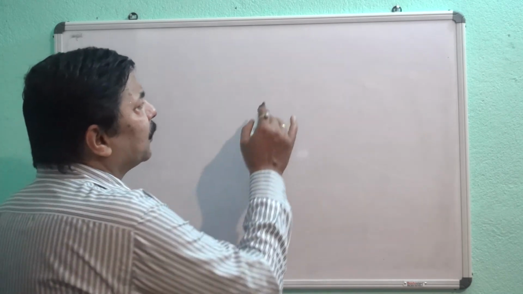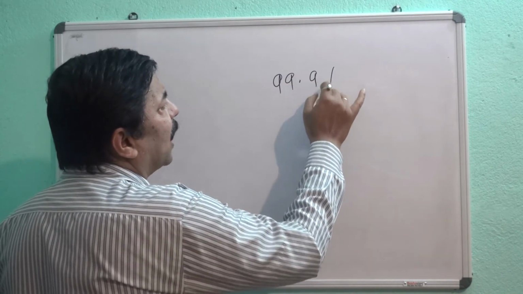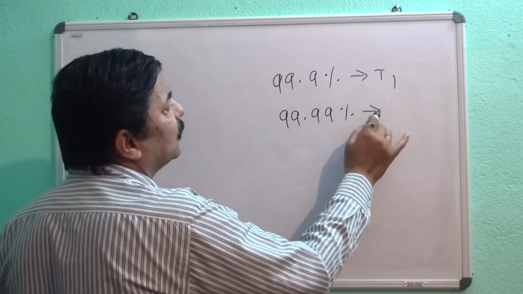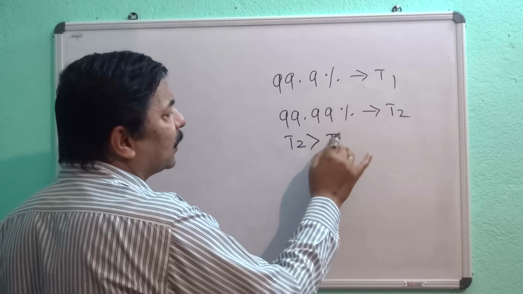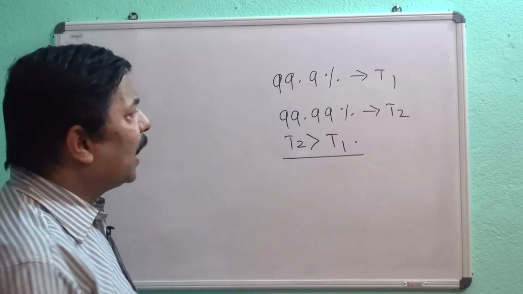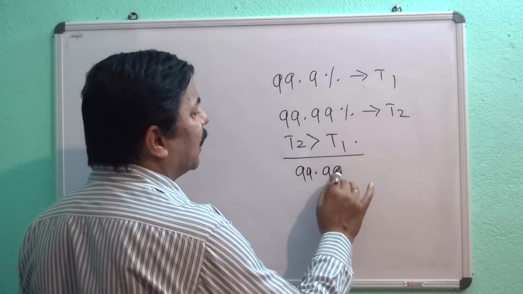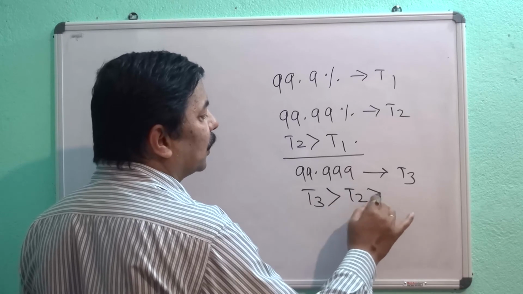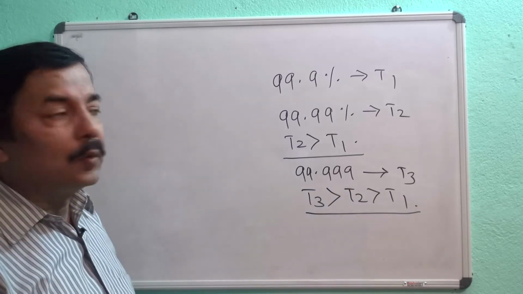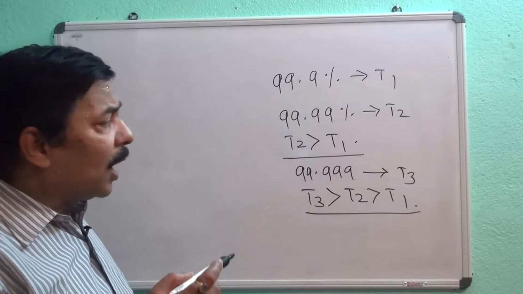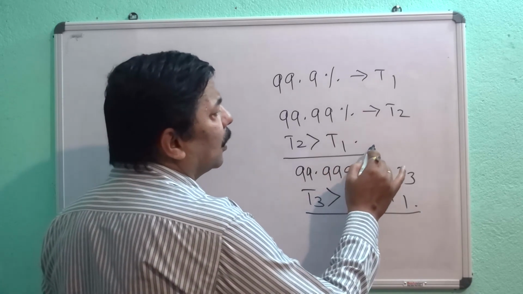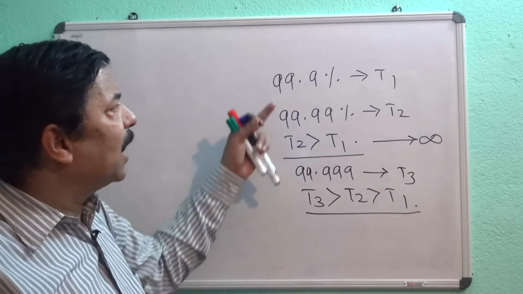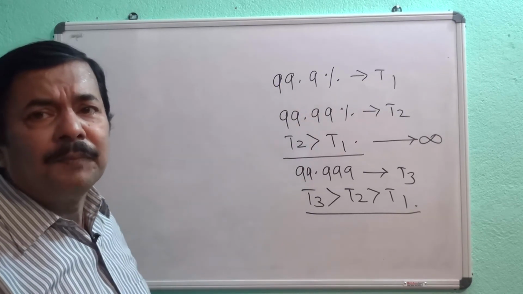If the 99.9% charging time is T1 and the 99.99% time is T2, naturally T2 will be greater than T1. And if 99.999% is T3, then T3 will be even greater than T2 and T1. This is what I want to convey, because for 100% charging the time moves towards infinity. So 100% charging of a capacitor is never possible. From 99.9% we consider the capacitor as fully charged.